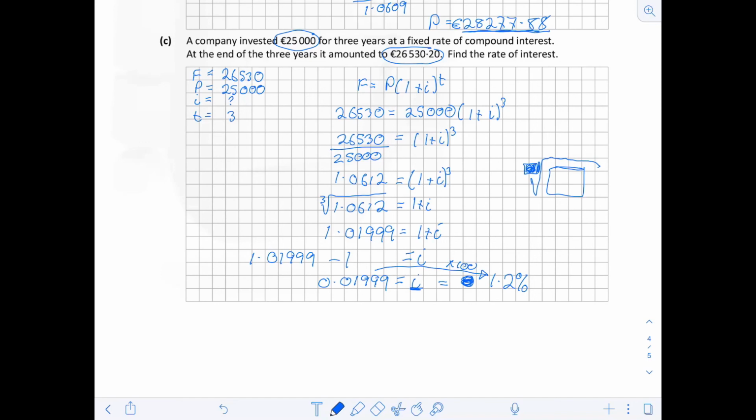I just did something weird on my calculator there. I'll try that again. Equals minus 1 equals, multiply that by 100, equals. Sorry, completely got that wrong. So you should always check your answer. So it's 1.999%. Sorry, I had a bit of a lapse in concentration there. And that's effectively 2%.